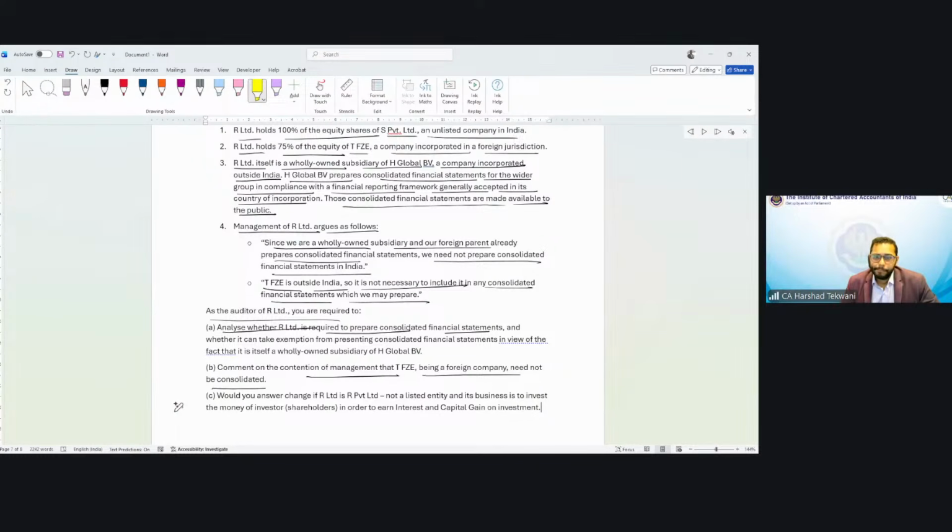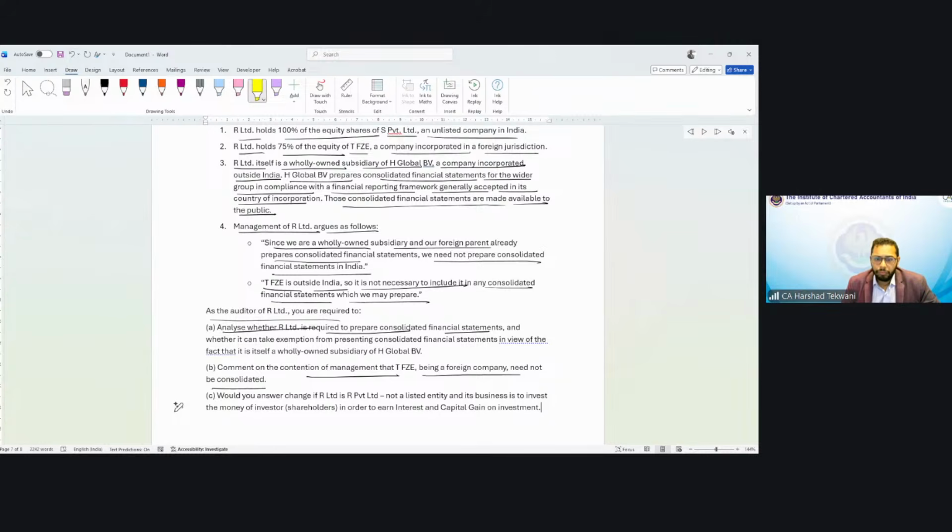No, sir. Still, it needs to prepare consolidated financial statements. Whether the parent's consolidation, the H Global, will still apply over here? They are not preparing in India. They are not preparing as per the Ind AS that is applicable. So H Global BV is still preparing as per their framework, which is available in their home jurisdiction, not here. No, sir. I think it's not needed. Only to the two levels of investment companies, the exemption is still there.